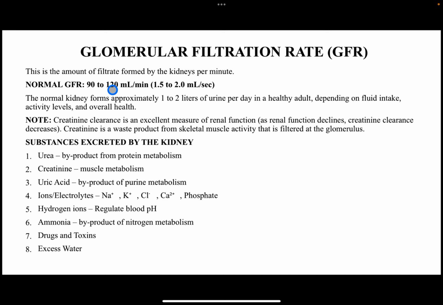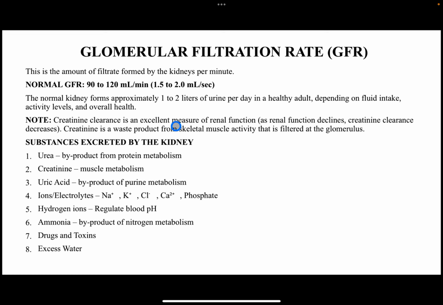Okay, but if you want it as a single value, as an average, the normal glomerular filtration rate for a healthy adult is 125 mL per minute. Now, the normal kidney forms approximately 1 to 2 liters of urine per day in a healthy adult, depending on fluid intake, the individual's activity levels, and the overall health of the individual.